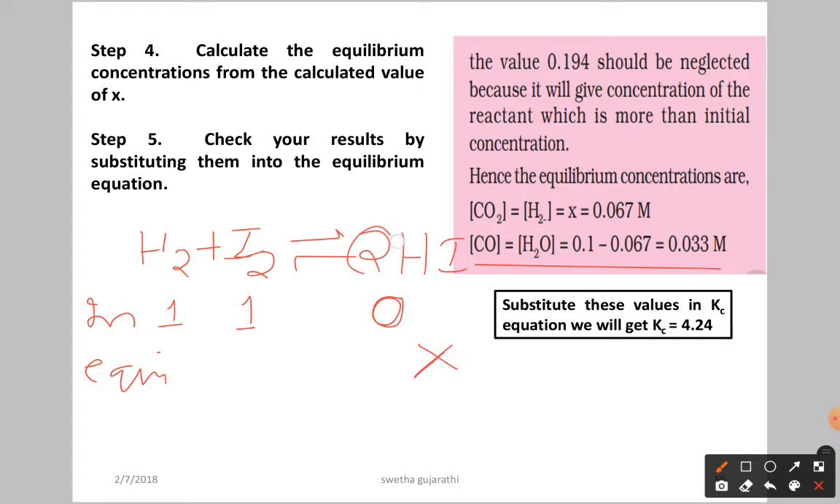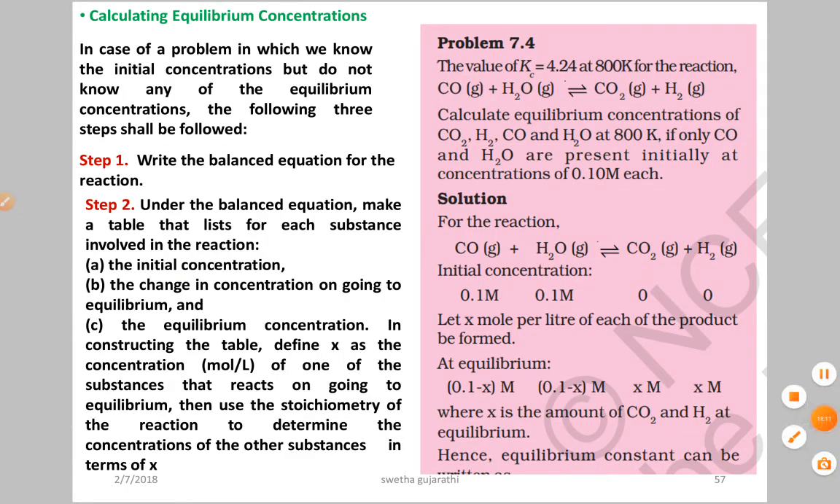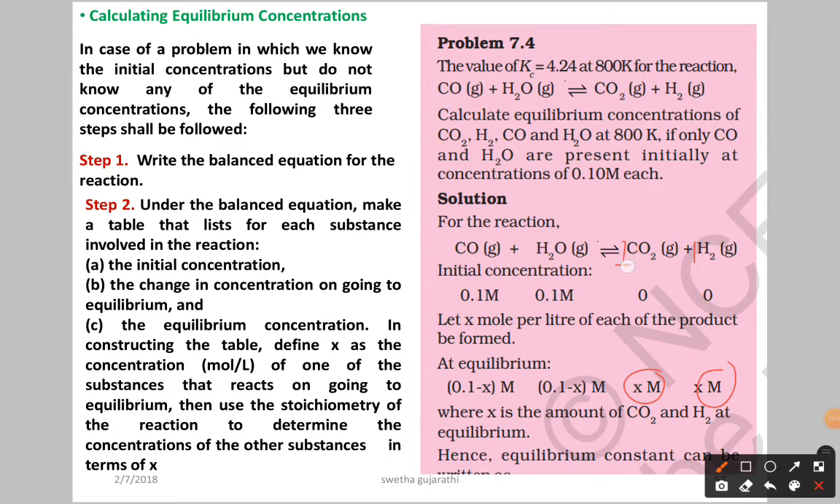If we have a coefficient in the balanced chemical equation, you have to take it as 2x. In the previous example we had the coefficient only 1, so you simply assume x. If the coefficient is 2, you take 2x. If it is 3, you take 3x. Understood? Whatever the coefficient, that many times you assume x. But on the reactant side you take only x.